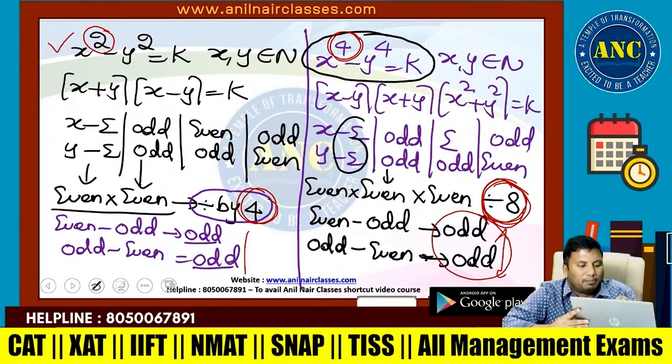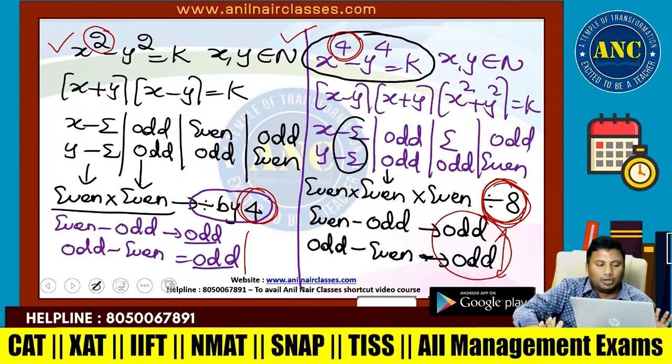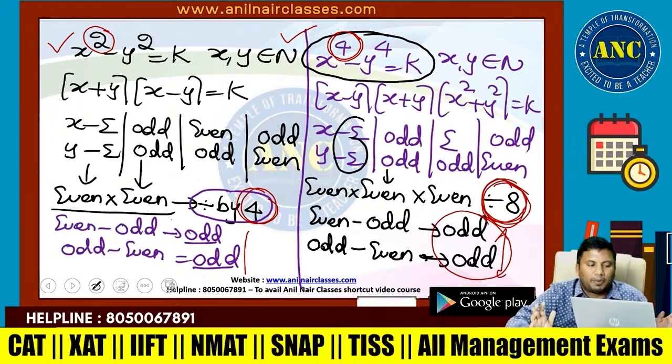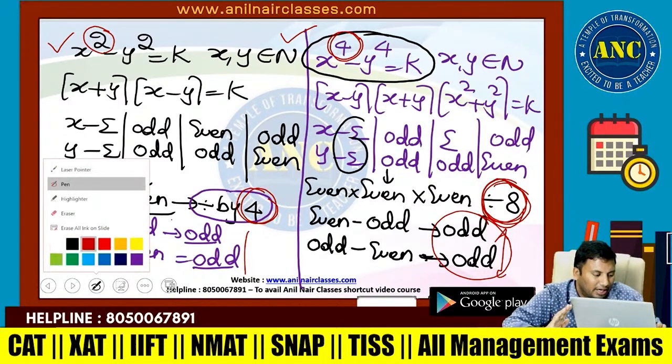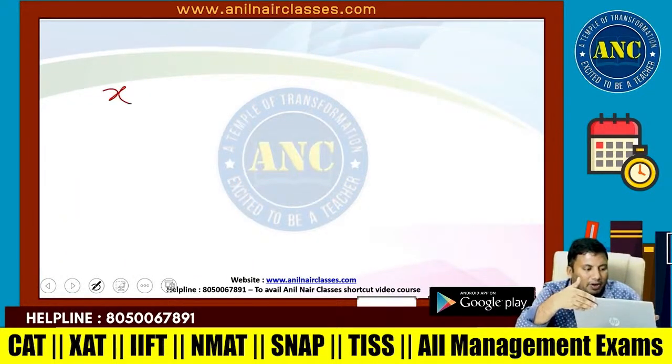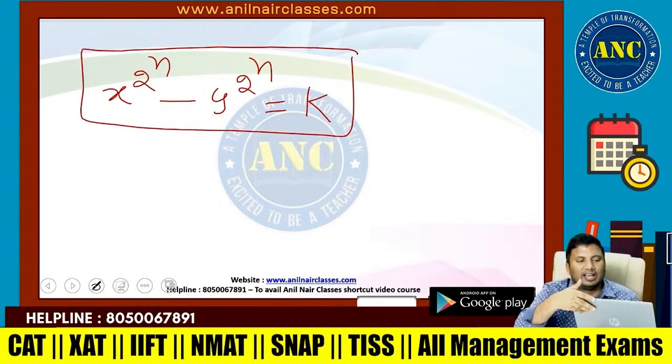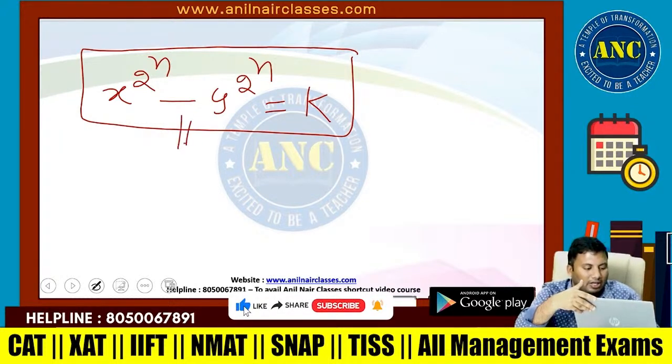This is example 1 and it is example 2. Like that, anything with power 2 power n, you can solve it. We will write down for that one: x power 4 minus y power 4 equivalent to k. Now we will write down x power 2 power n minus y power 2 power n equivalent to k.